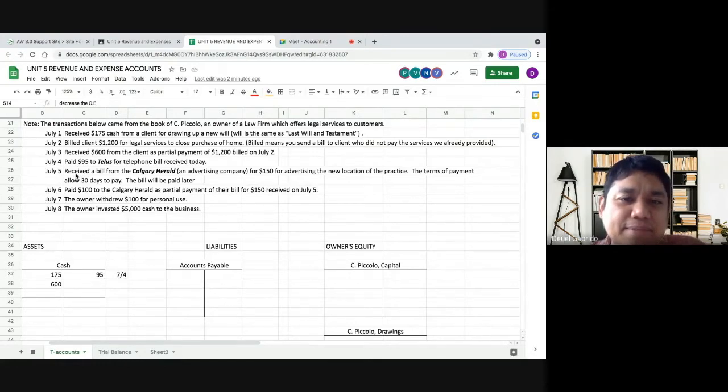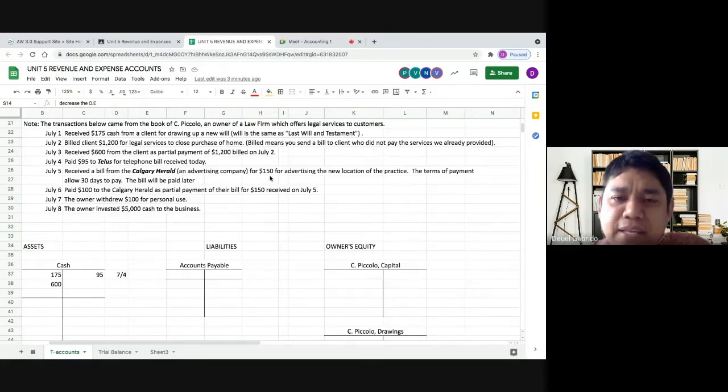July the 5th. Received a bill from the Calgary Herald. Calgary Herald is an advertising company. They do the advertisement for us, and we owe them $150 for advertising the new location of the practice. The terms of payment allow 30 days to pay. The bill will be paid later. Okay.